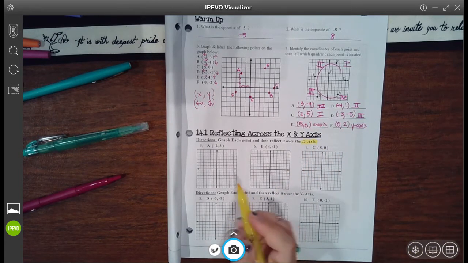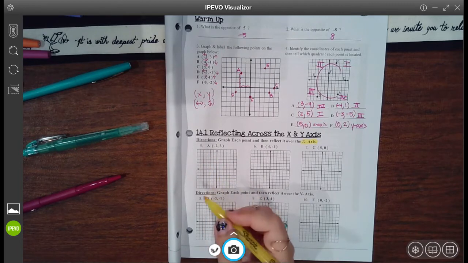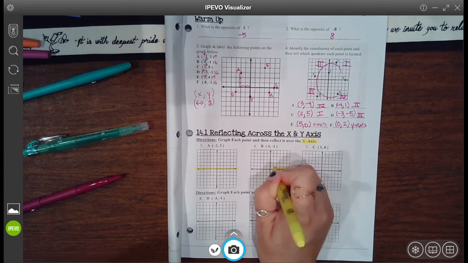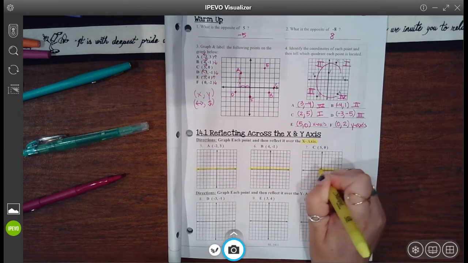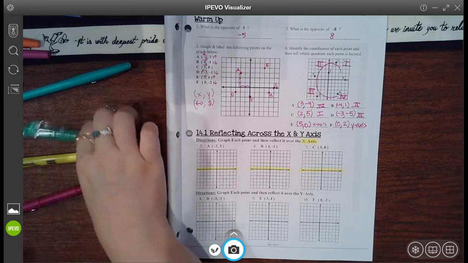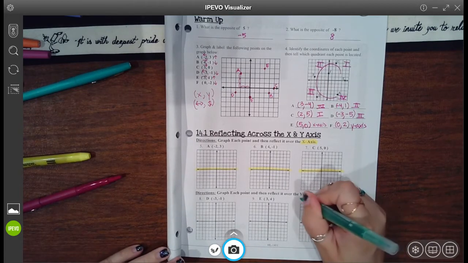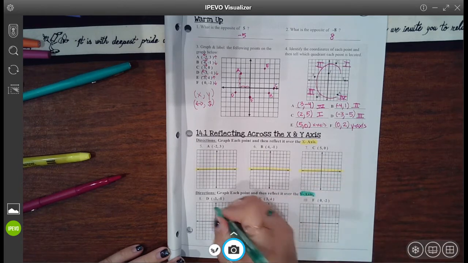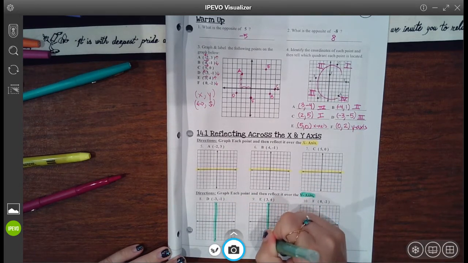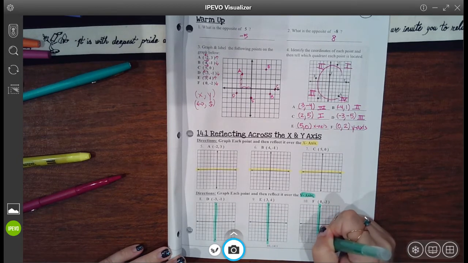So the x-axis, is that the horizontal or vertical? Hopefully you said the horizontal. So go ahead and highlight that horizontal axis right here. Okay, and then the next one, we're going to reflect over the y-axis. It seems lame, but at the same time, it really helps you zero in and make sure you're doing it across the correct axis. Thank me later.